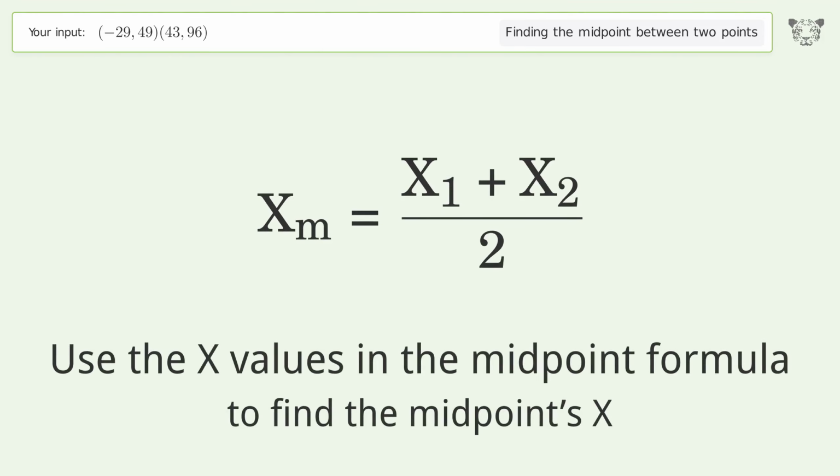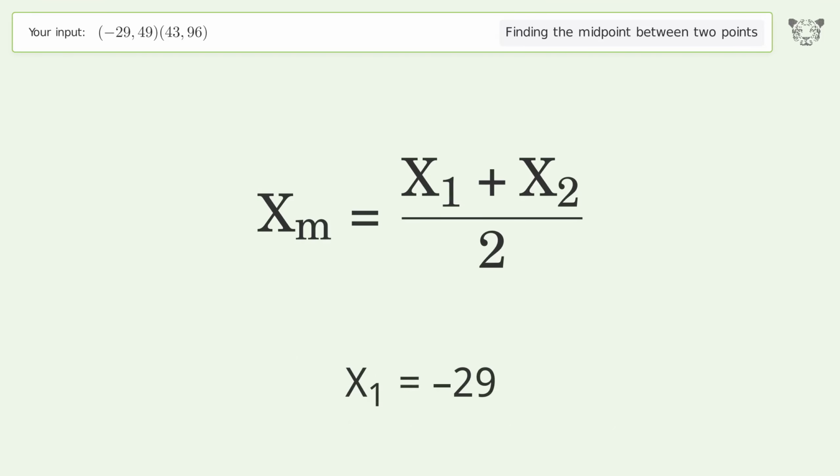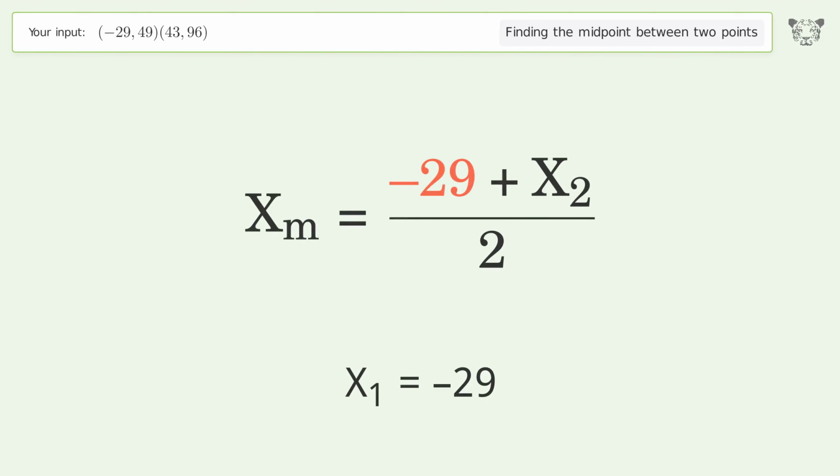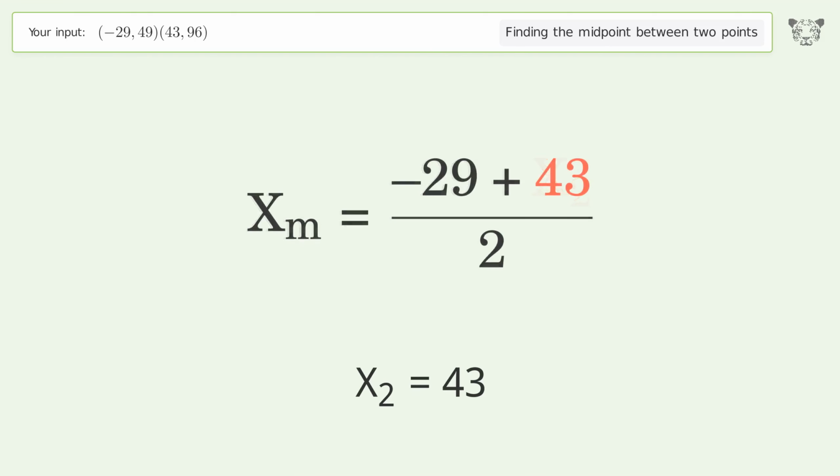Use the x values in the midpoint formula to find the midpoints x. x1 equals -29. x2 equals 43. Simplify the arithmetic.